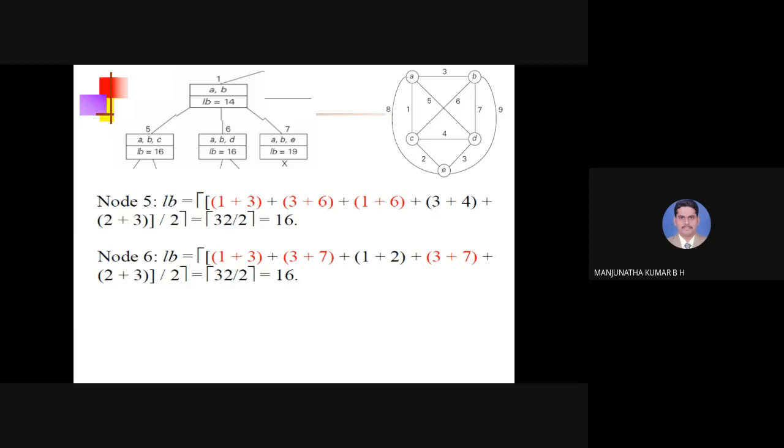The term related to A is 1 plus 3. The reason is, first why it is 1: the smallest nearest vertex for A is C, cost is 1, and next why it is 3: because from A I am going to B, its cost is 3. 1 plus 3. Okay, next B. For B, the term is 3 plus 7. See, it was 3 plus 6 in the previous equation. Now it is 3 plus 7. Why? Because B is coming from A and going to D.